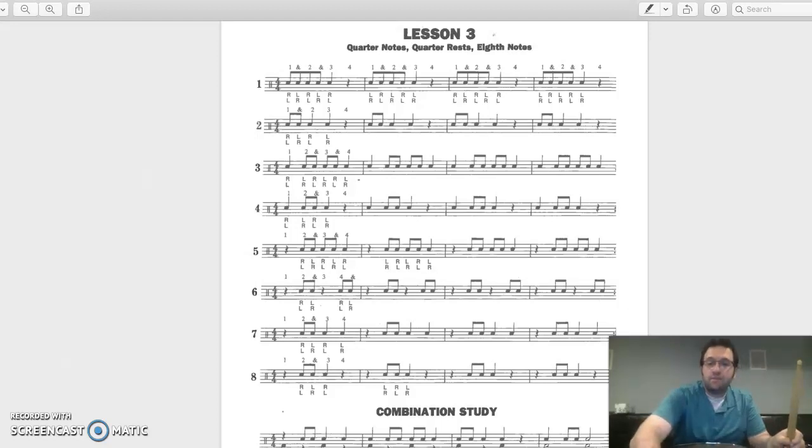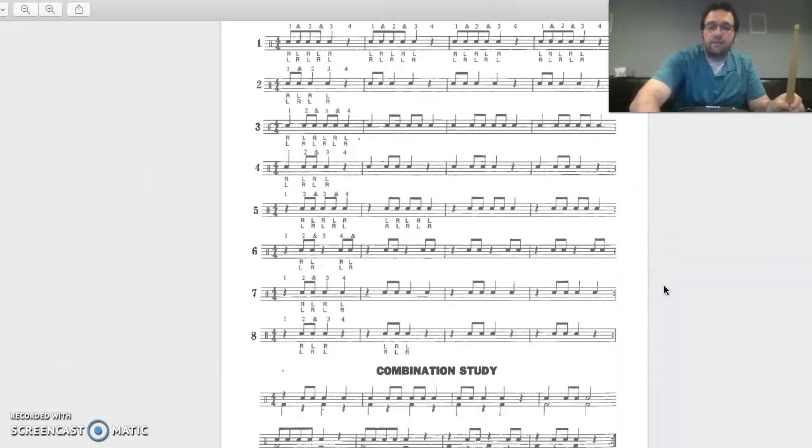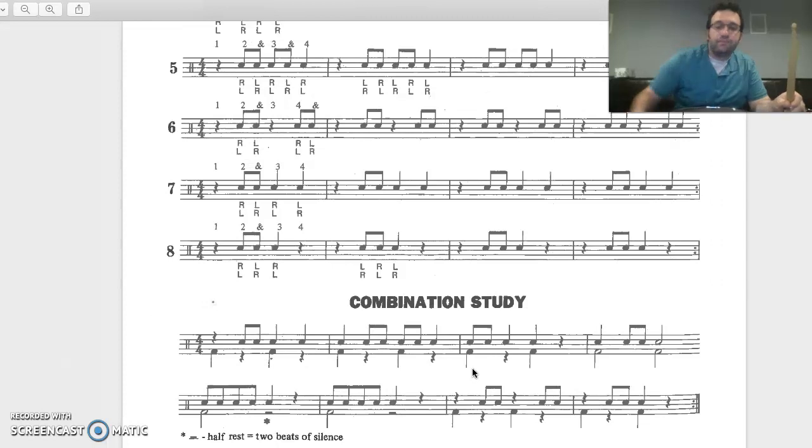Okay, I'm going to scooch up. It's time for our combination study at the bottom of the page here. Here we go. Okay. Now, the tricky part is going to be watching out for these rests. They happen in a couple of different places, so we need to make sure, and especially when there's 2 in a row, we need to make sure we leave a big space.